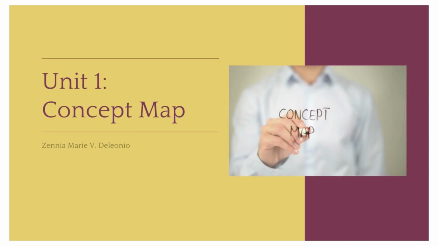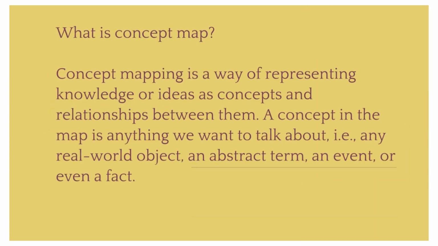Good day, students. Today we will discuss your Unit 1 activity, the concept map. So first, what is a concept map? Concept mapping is a way of representing knowledge or ideas as concepts and relationships between them. A concept in the map is anything we want to talk about. For example, any real-world object, an abstract term, an event, or even a fact. So basically, anything. Concept mapping requires a lot of thinking.